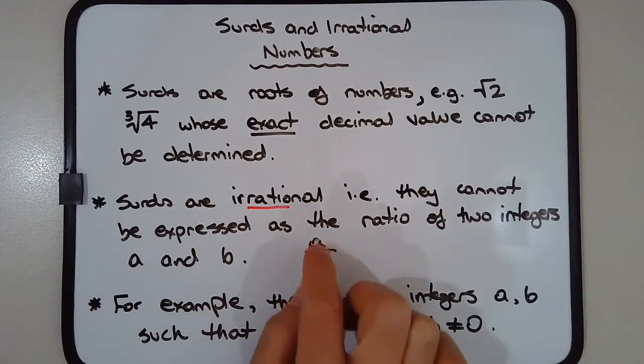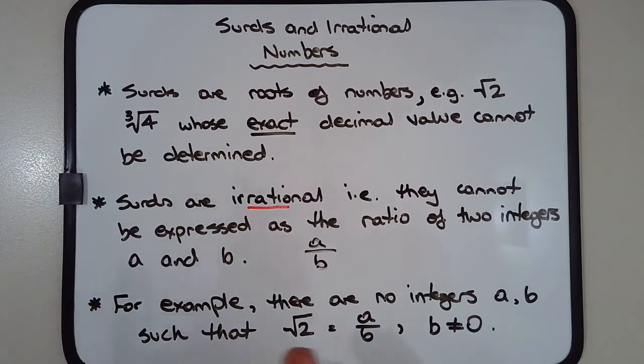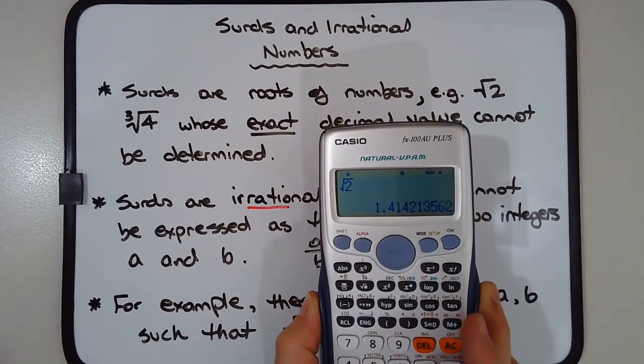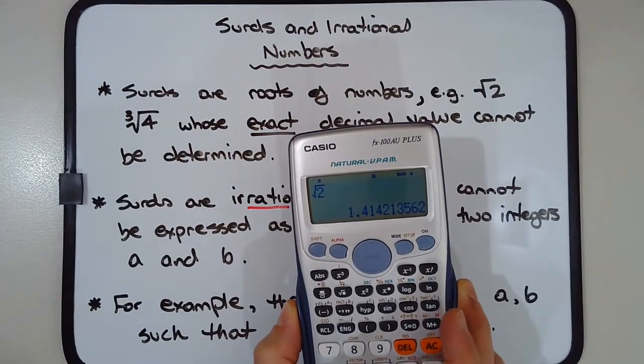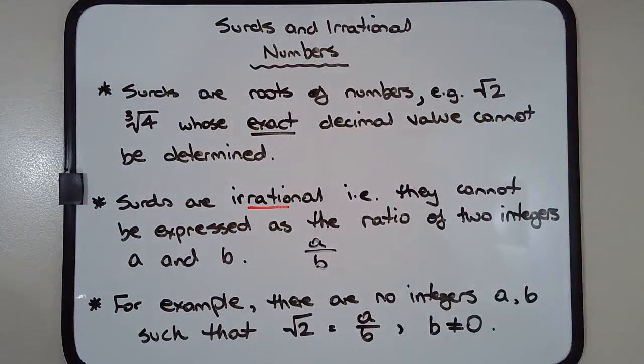There's no fraction that involves pure integers where if you divide one number by the other, you're going to get exactly the square root of 2. Again, that is just an approximate number, correct to 9 or 10 decimal places. So, as an example, going back to the square root of 2, again, we cannot find integer values a and b. We're going to prove this in another video.